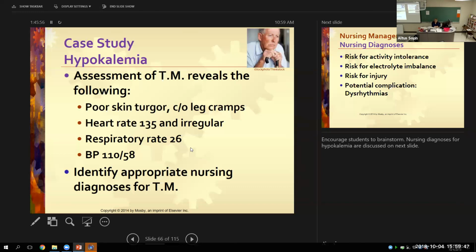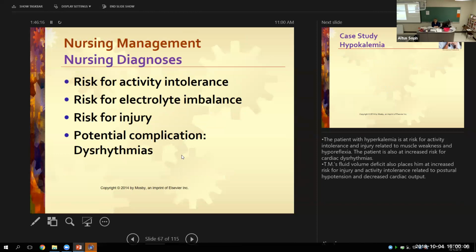So with him, he has very poor skin turgor. That's probably showing us that he is dehydrated. He has leg cramps. His heart rate's 135 and irregular. He's breathing kind of rapidly at 26 breaths per minute. Blood pressure's a little bit low. So we're thinking here, again, it's not risk for electrolyte imbalance. He has actual electrolyte imbalance. Risk for activity intolerance, risk for injury, and the potential complication is definitely dysrhythmias. So he should be on what type of monitor? Some type of telemetry monitor, right?